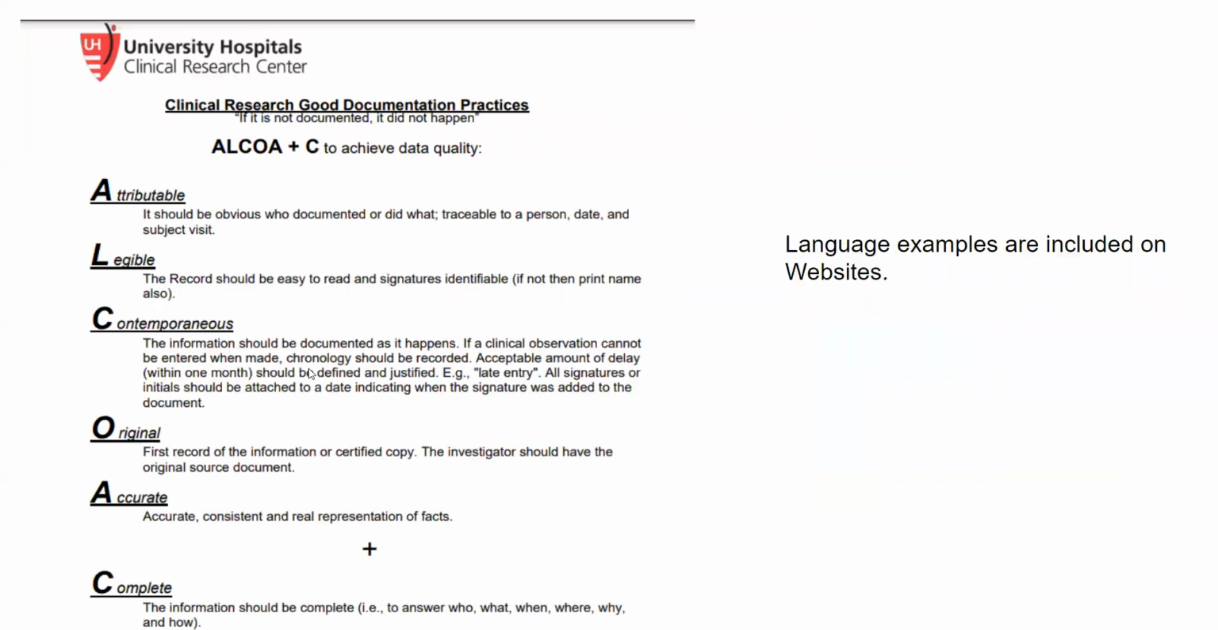This is a screen grab from another freely available resource on one of the university websites. This is a good mnemonic, ALCOA plus C, to follow whenever documentation is to be done in relation to any research study. Language examples are available on multiple websites. Language templates should be available right at the beginning of the study, and the research staff should go through it in the beginning itself.